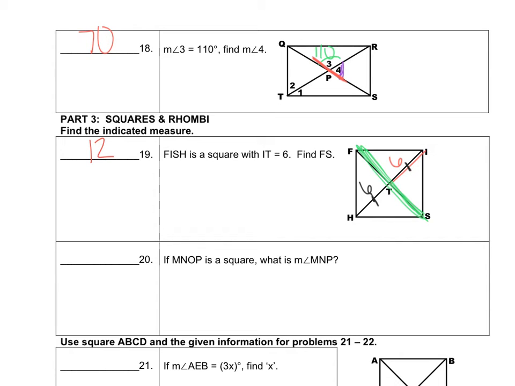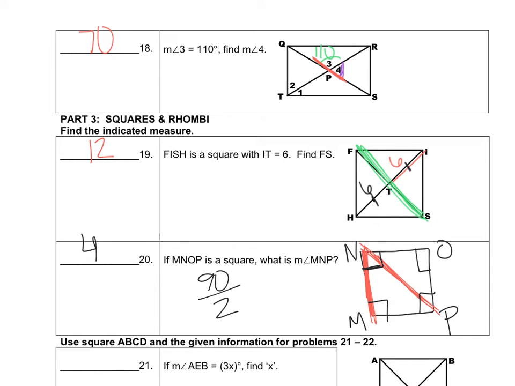Okay, the next one, it says if MNOP is a square. I don't have a picture, so I'm going to draw one. Label your picture. I don't care how you label it. Okay, it's looking for the angle of M to N to P. So we're only looking for half of this angle. Squares have 90 degrees, and it's only looking for half of it. So what's 1/2 of 90? You're going to get 45. So that's going to be 45 degrees.